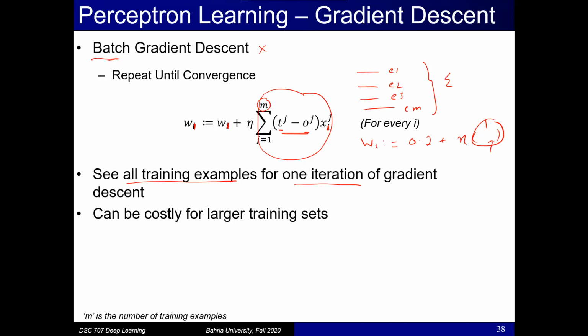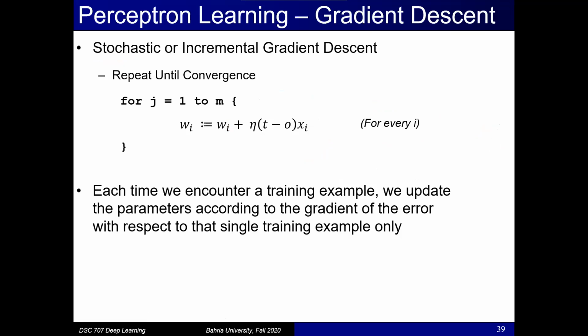Now we see the other extreme, which is called incremental or stochastic gradient descent. Now what happens in this? Instead of a summation, you see we have converted it into a loop. M is again the total number of training examples. When J is 1, it means we are talking about the first training example. So you feed the first training example to the network. You know the target, you have the predicted value, you compute the error, and you update the weight. Then you feed the second training example, you again update the weight, and so on.